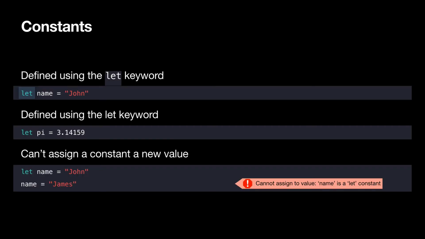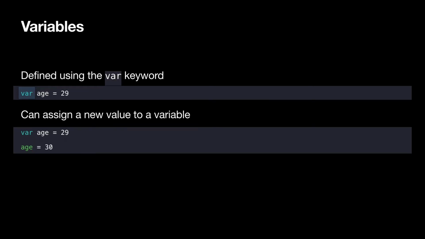Constants are defined using a let keyword. Once you create a constant, you cannot change the value. We see an error here when we try and do that. Variables are defined using the var keyword, and you can assign a new value to the variable after it has been created.